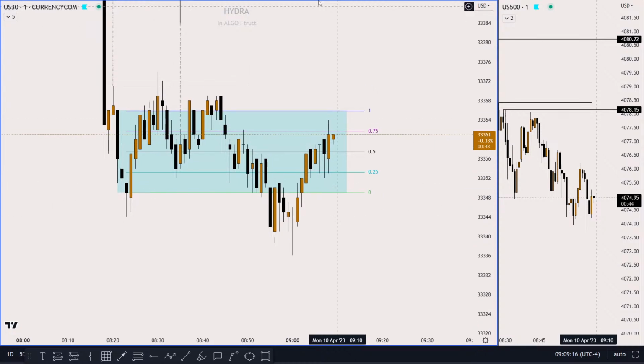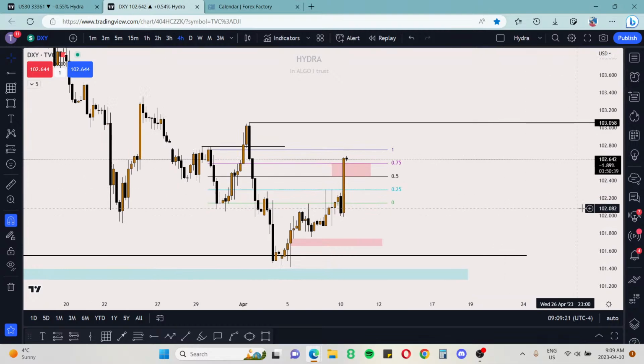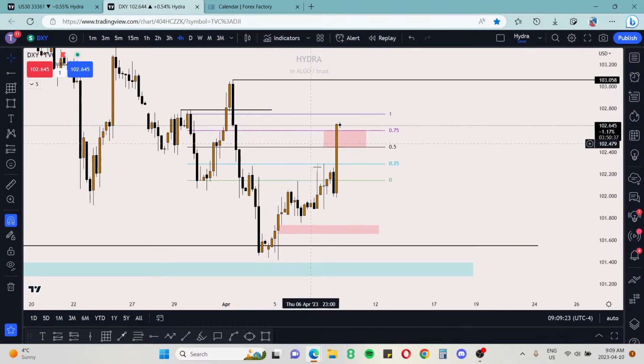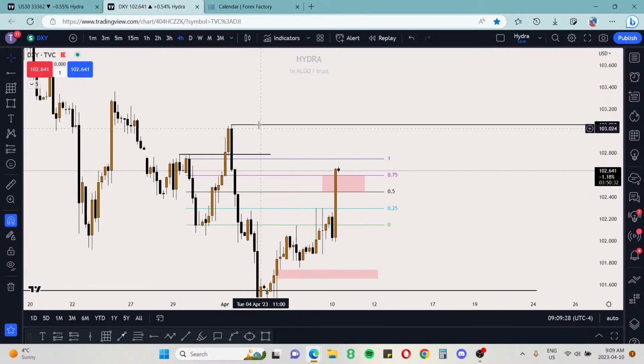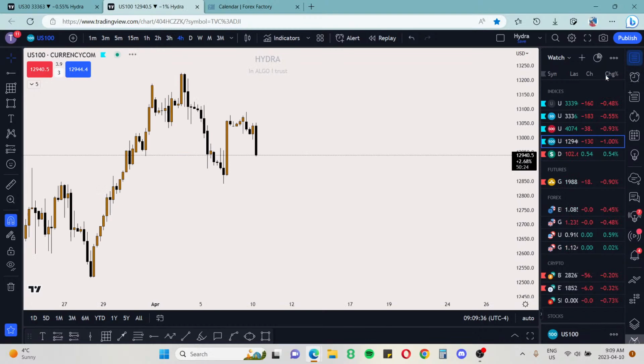Let's look at this. We didn't look at NAS today, right? Okay, so what do you see on dollar? Dollar is very, very bullish, right? And what did I tell you? I told you that I want to see price coming all the way up and hitting this, clearing this equal high. Let's go on Nasdaq.